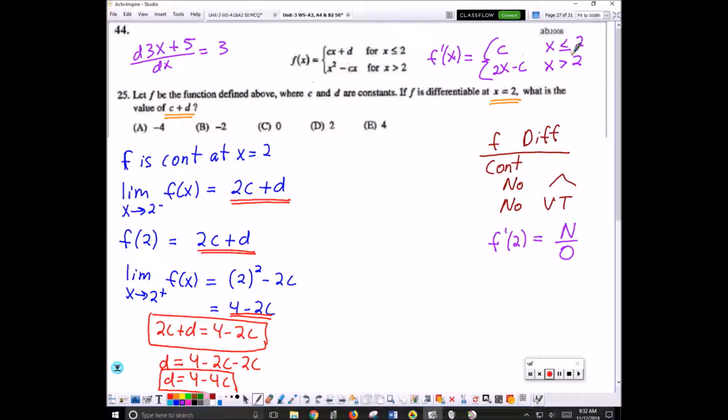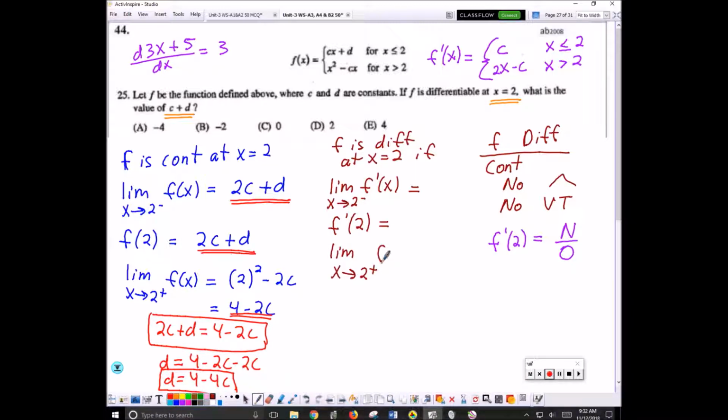Okay. You need to have this flashcard. I gave it to you last time. f is differentiable at x equal 2 if the limit as x approaches 2 from the left of f prime is equal to, no, not the limit, sorry, the value of f prime at 2 is equal to the limit as x approaches 2 from the right of f prime. That was a flashcard we did last time.